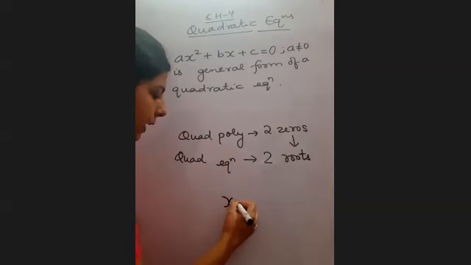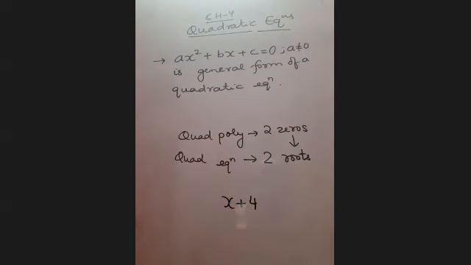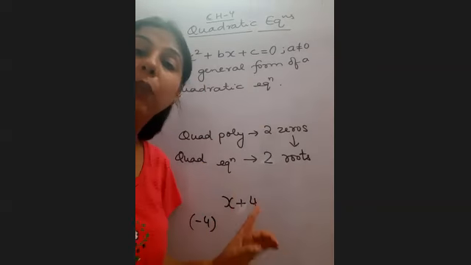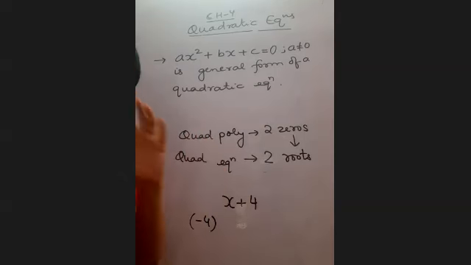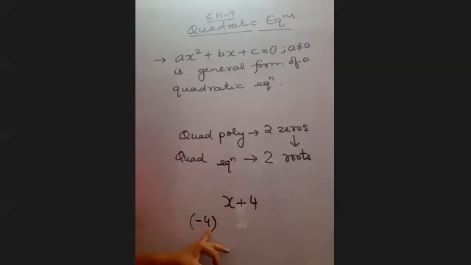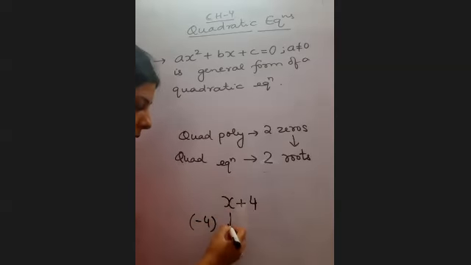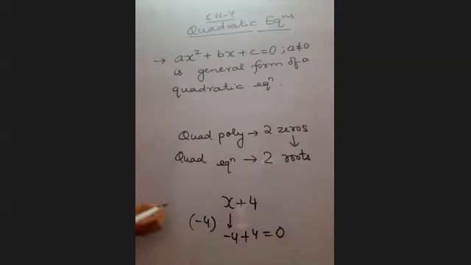Suppose, children, I have a linear polynomial x plus 4. What is the zero of this polynomial? Minus 4. Minus 4 is the zero. Why do we say that minus 4 is the zero of this polynomial? Because if we put x as minus 4, this reduces to 0. That is why this is known as the zero of a polynomial.